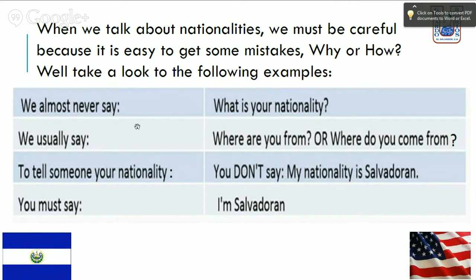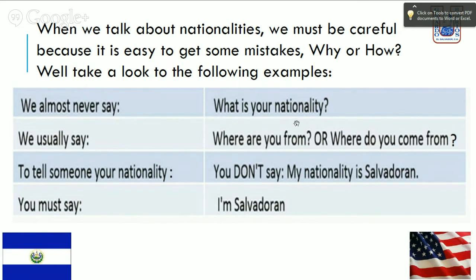Para expresar nacionalidades, debemos seguir este patrón. We almost never say, "What is your nationality?" We usually say, "Where are you from?" or "Where do you come from?" To tell someone your nationality, you don't say, "My nationality is Salvadorian." The correct way is, "I'm Salvadorian." So you must say it this way, "I'm Salvadorian." "What is your nationality?" is not common.